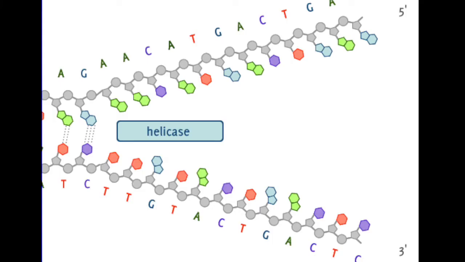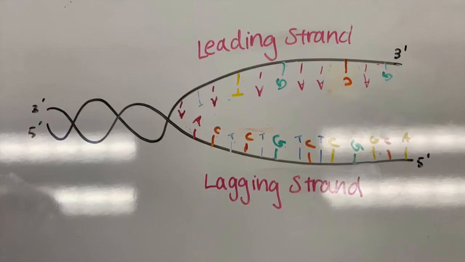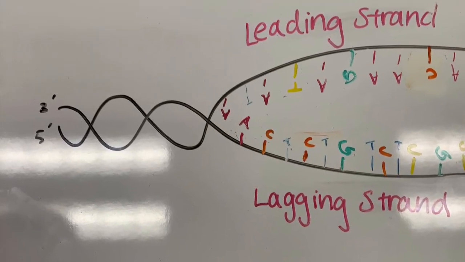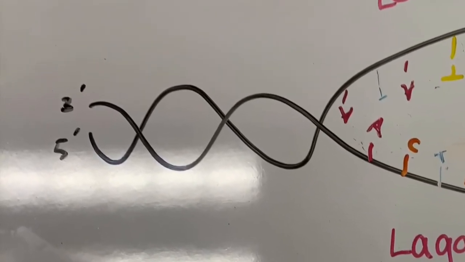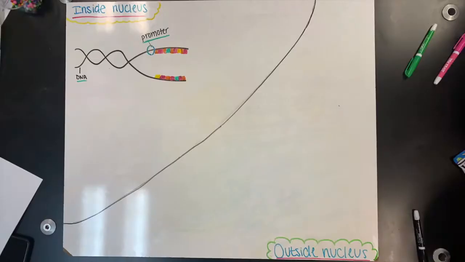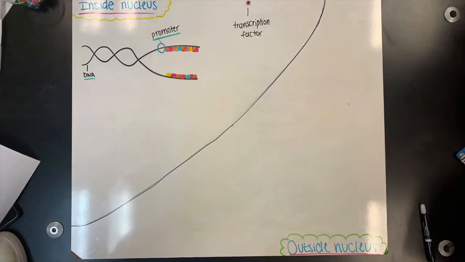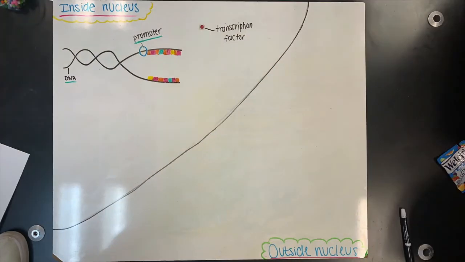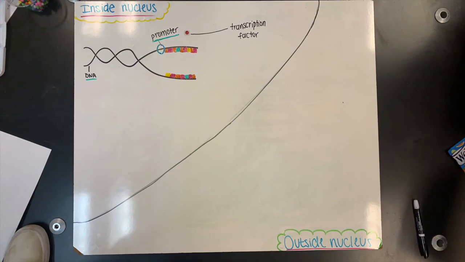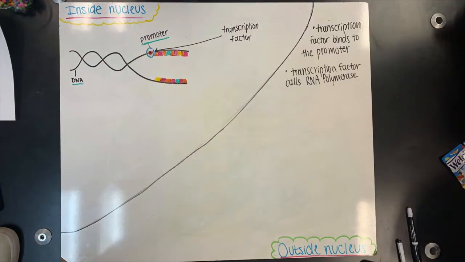These 2 strands are anti-parallel, meaning the 2 strands run in opposite directions, with the 3' and 5' ends of one strand running opposite to the 3' and 5' ends of the other strand. To initiate transcription, a transcription factor, a protein that initiates and controls the rate of transcription, binds to the promoter region of the DNA, near the start of the transcription site.